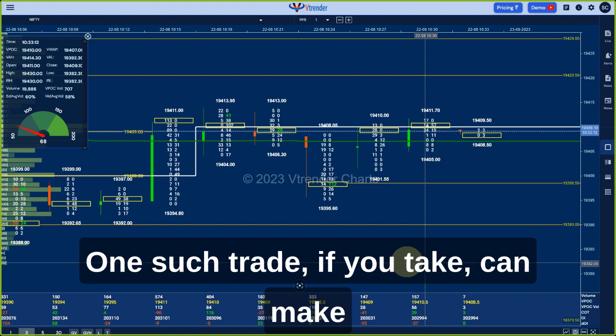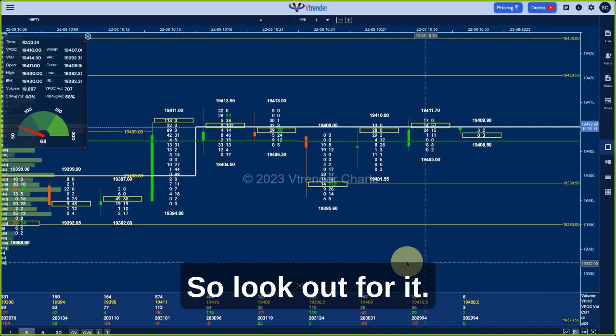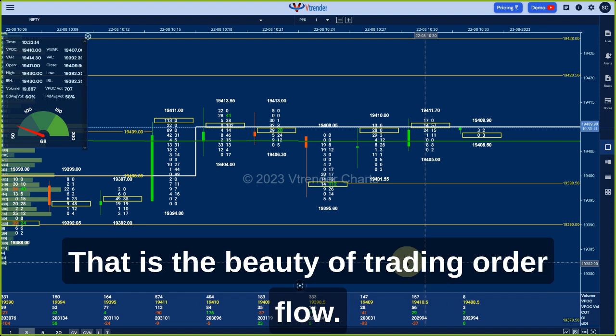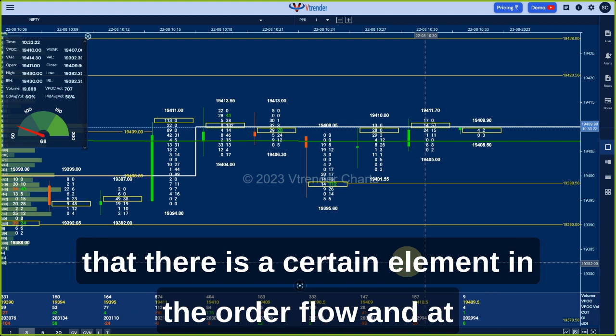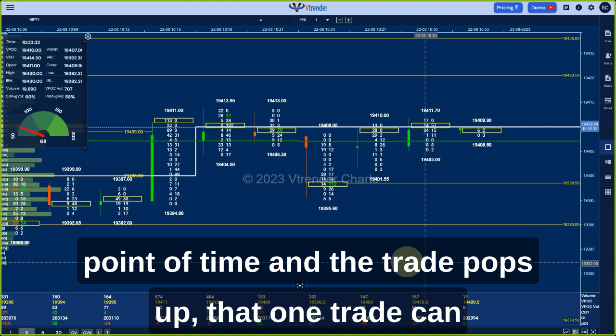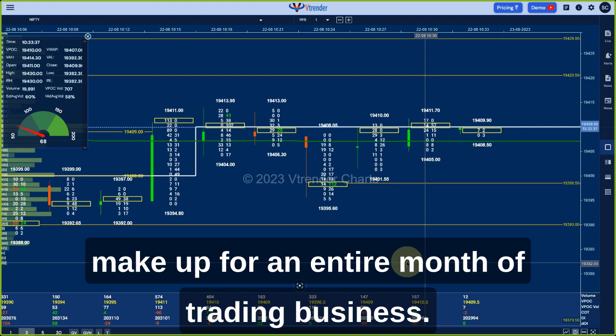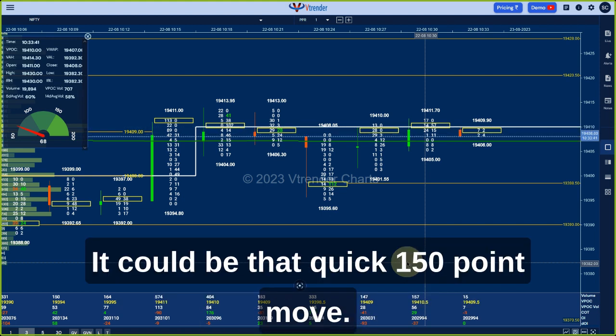One such trade, if you take it, can make up for an entire month also, right? So look out for it. That is the beauty of trading order flow. This is why I've been glued to order flow, because I know that there is a certain element in the order flow, and at a certain time, if you're there on the screen at that point of time and the trade pops up, that one trade can make up for an entire month of trading business. It could be that quick 100 point move.